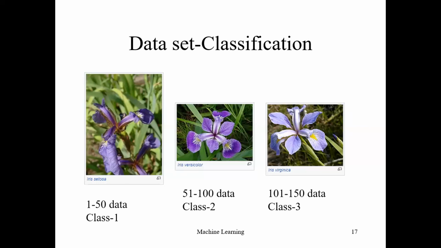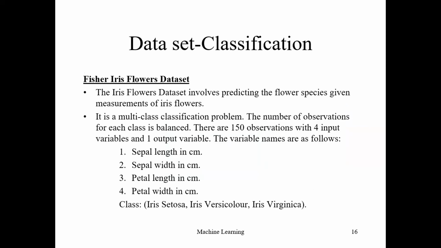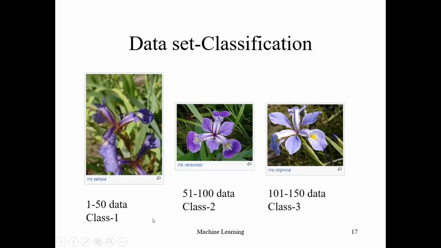Don't confuse with all the terminology. So how many features are there or how many data are there? There are four features. The total number of data will be 150, and three classes are there. The first 50 data belong to class 1, or I can say Setosa. The second 50, 51 to 100, belong to class 2, and the third 50 data belong to class 3.